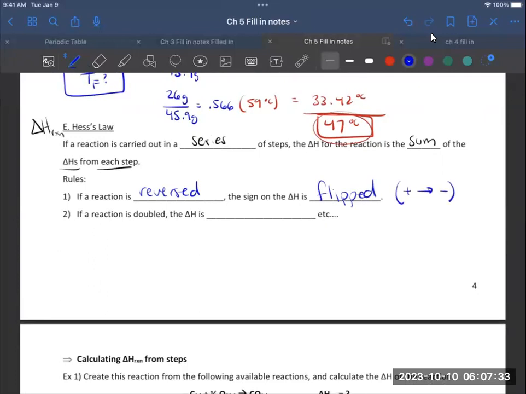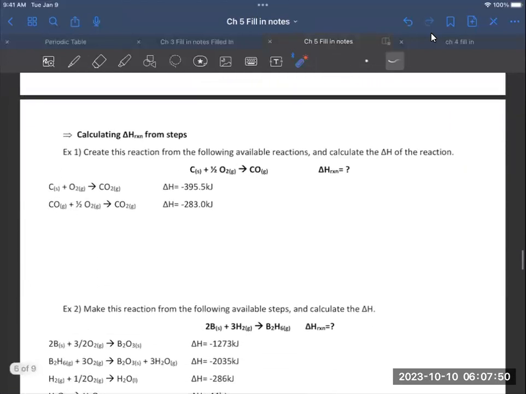Also, if a reaction is doubled, the delta H is doubled. Okay, and that goes for like if the reaction is halved, then the delta H is halved, and so on. Okay, so basically whatever you do to the reaction, you have to do that to the delta H as well. So let's take a look at an example here.